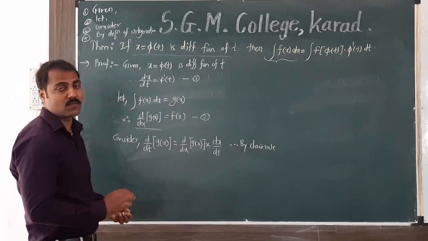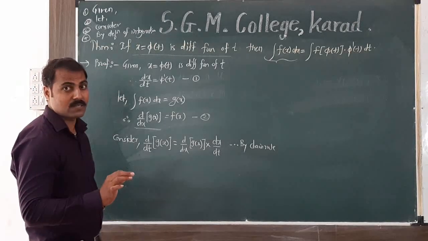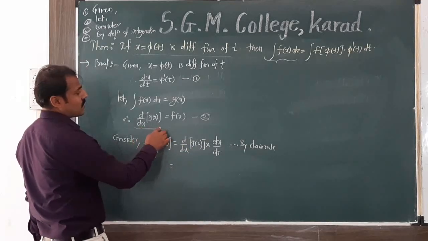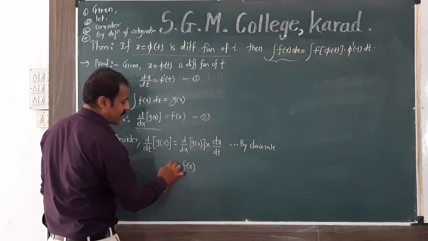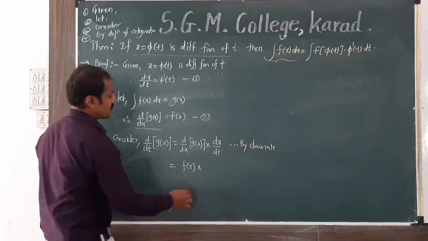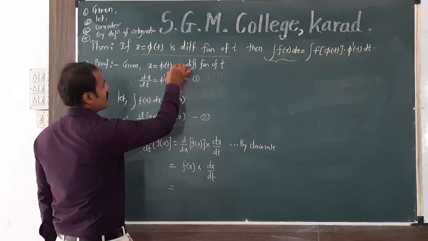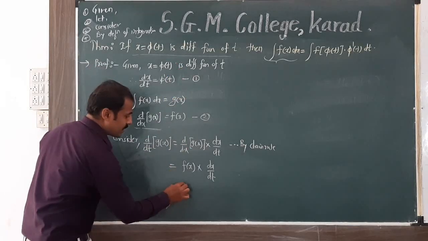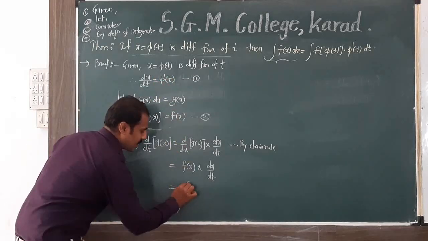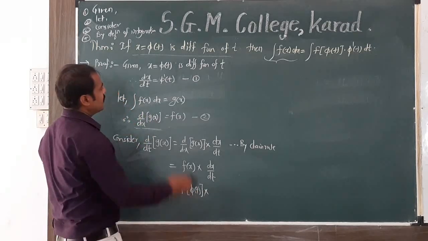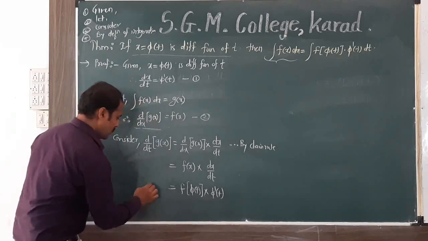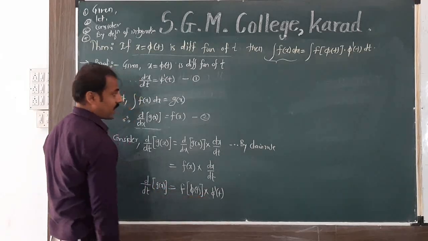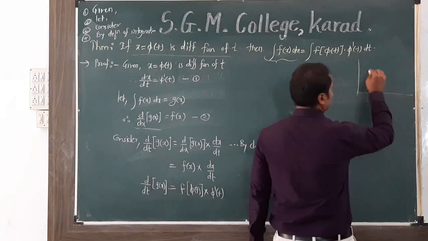Yes, you remember dy by dx is equal to dy by du into du by dx. So this is equal to d dx of g of x into dx by dt. From equation second, the value of d dx of g of x is f of x, into dx by dt as it is. Now from equation first, x is equal to phi of t and dx by dt is equal to phi dash of t. So this can be written as f of phi of t into phi dash of t. Okay, so we get d dt of g of x is equal to f of phi of t into phi dash of t.